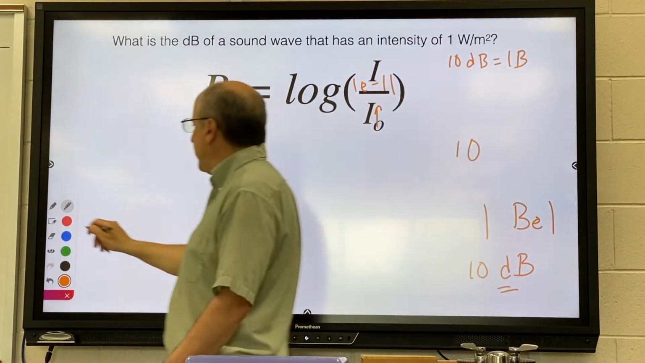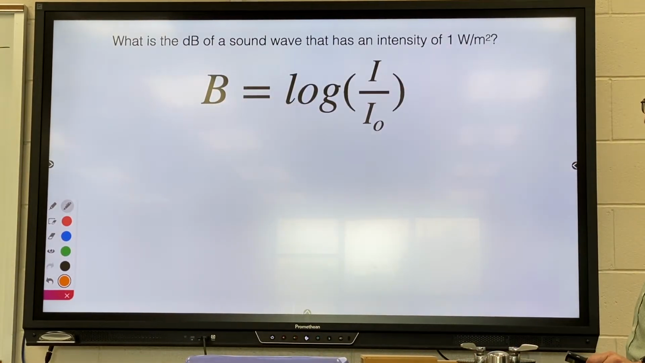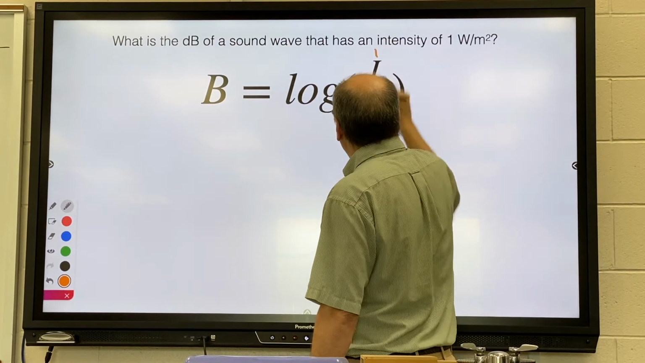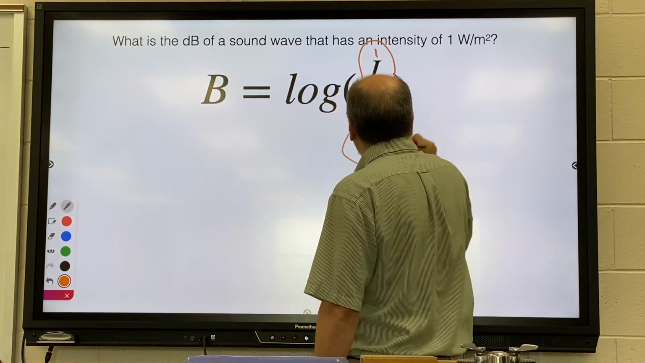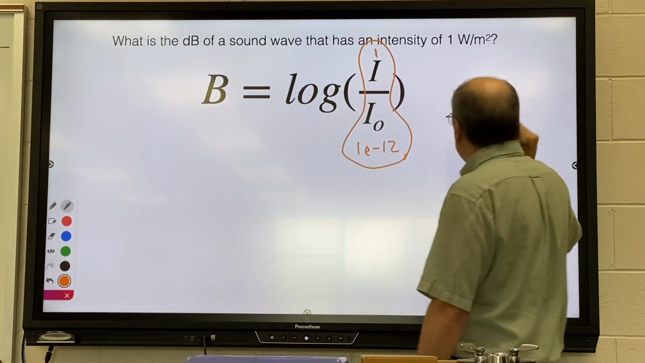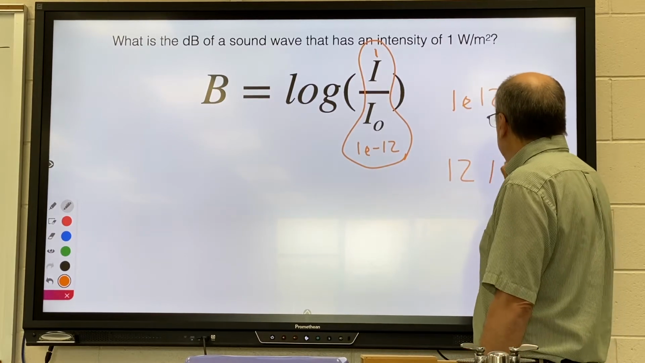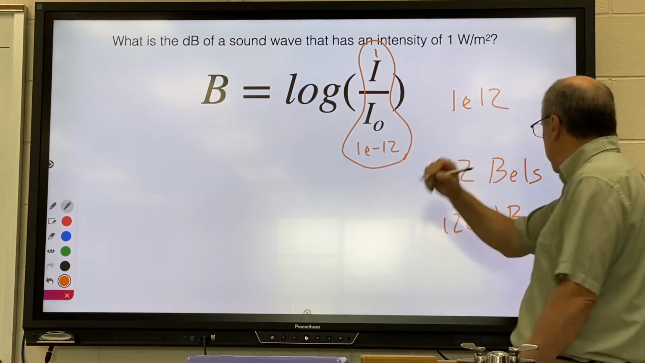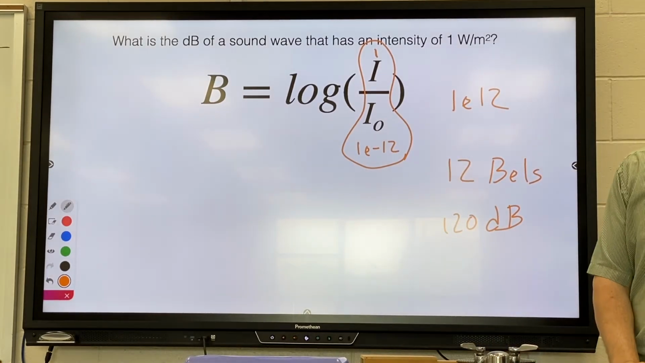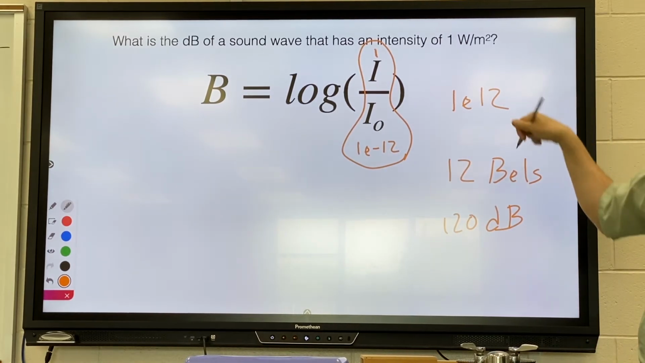All right, let's just try this out. What is the decibel level of a sound with an intensity of 1 watt per meter squared? We plug in 1, and we plug in 1 e to the negative 12th for I0. We divide these two and we get 1 e to the positive 12th. We take the logarithm of that, and we get 12. That's 12 bells, which is 120 decibels. So this is how we find our decibels, by taking the log of the ratio of I to I0.